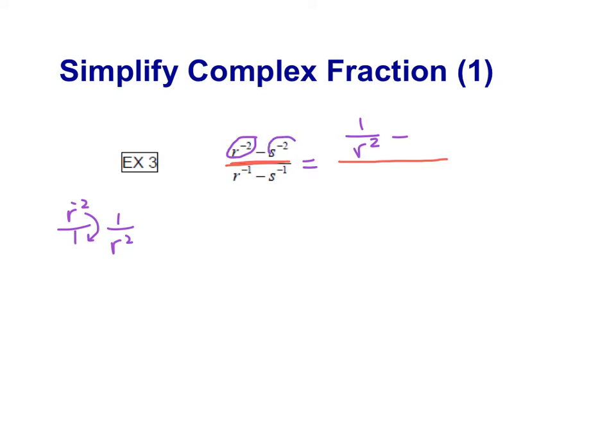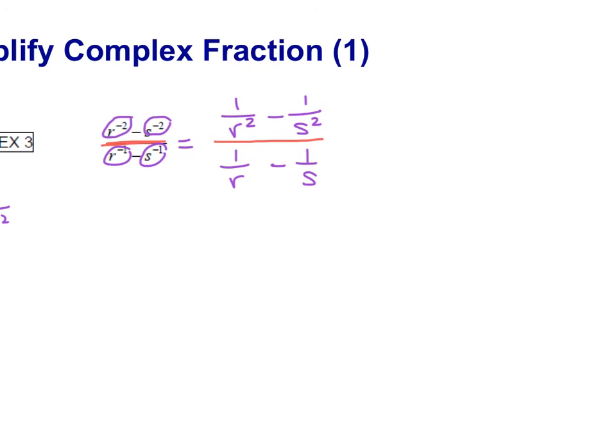Minus s to the negative 2. Bring that to the bottom of itself, so it's going to be 1 over s squared. Then our denominator, we have r to the negative 1, so that's going to be 1 over r to the first power, minus s to the negative 1 is 1 over s to the first power. So when you have those negative exponents, we're going to rewrite it like this, and now we're going to get to do that little denominator trick to get rid of those fractions and simplify this complex fraction.